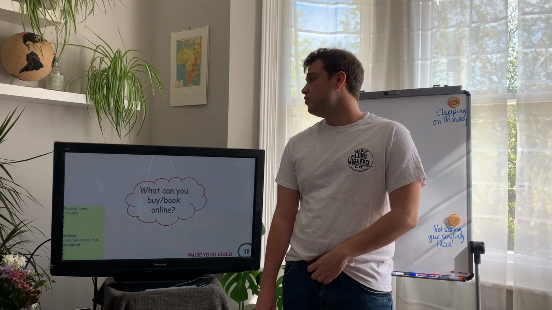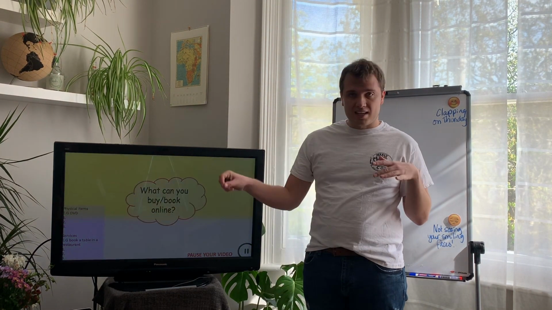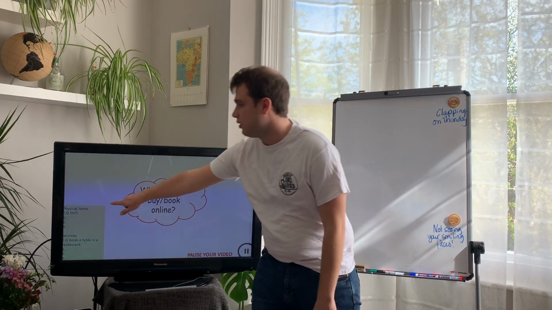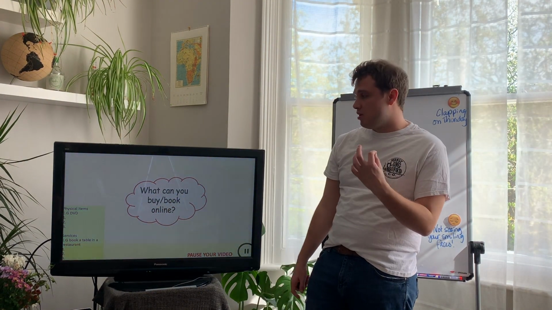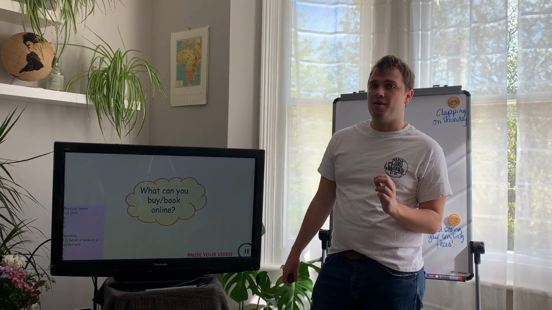So it's up to you how you do this. You can either do it as a bit of a mind map, and I want you to come up with maybe 6 different things that you can order, book, buy online, or you can just do it as a little list like this. So physical items that you can actually buy and services that you can actually book. So pause your screens now and have a go at this for me.